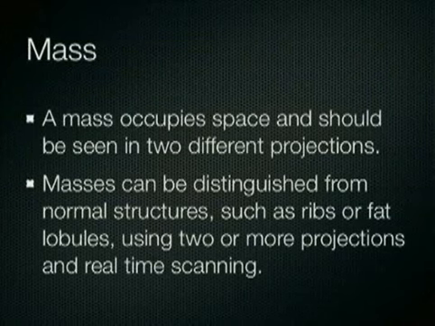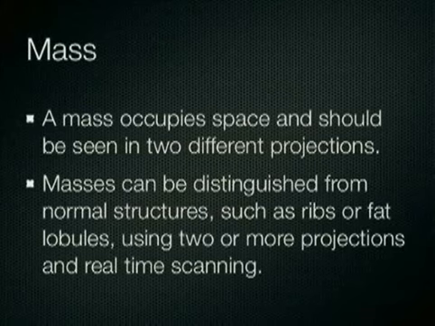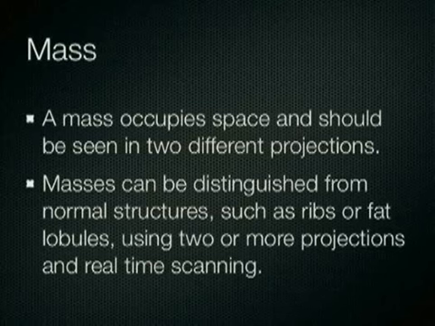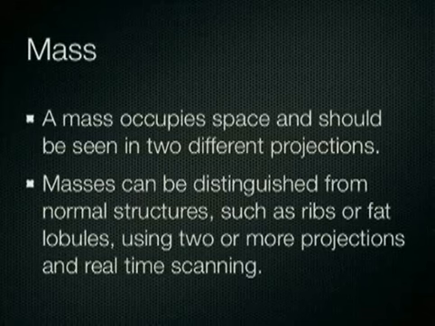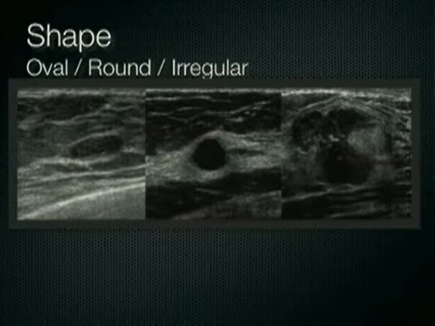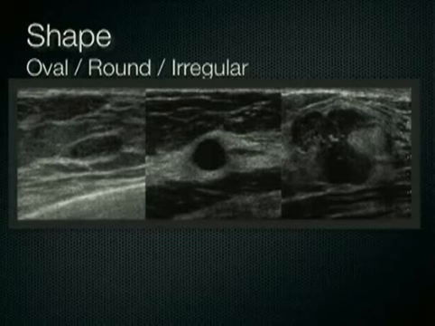The most important characteristics and terms relate to the mass identified with ultrasound within the breast. A mass is defined as a space-occupying lesion which is visible in two different projections. Masses must be distinguished from normal structures such as ribs or fat lobules using two or more projections, as well as real-time scanning. The first characteristic of the mass that should be described is the shape, and the lexicon includes three descriptors: oval, round, and irregular.